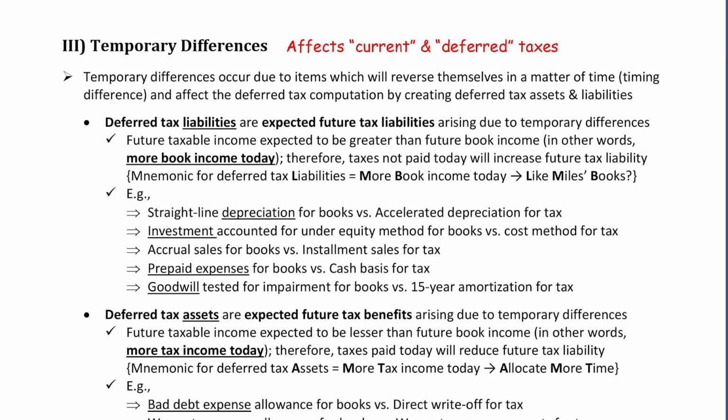So temporary differences occur due to items which will reverse themselves in a matter of time. These are timing differences, and they affect the deferred tax computation by creating deferred tax assets and deferred tax liabilities.